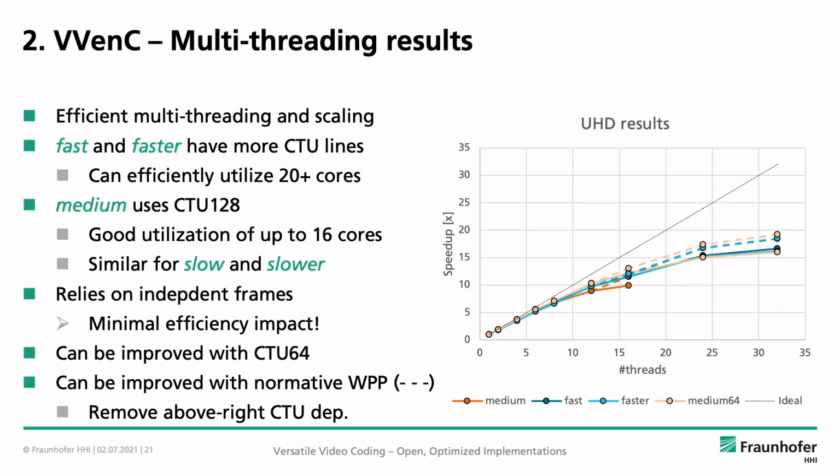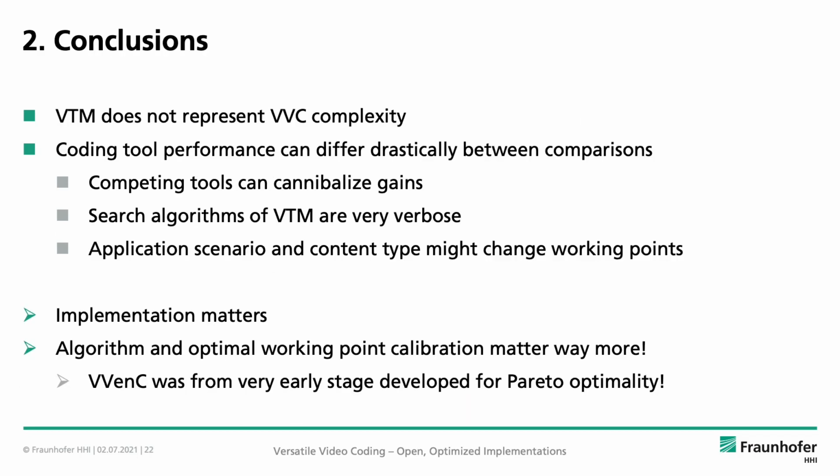And it can be further improved with additional options, as they do provide some additional bitrate increase. To conclude this technical part of the talk, the main takeaway is VTM does not represent VVC complexity. And the coding tool performance can differ drastically depending on the context. So, it depends on the working point in which you measure a tool. It depends on the application scenario.